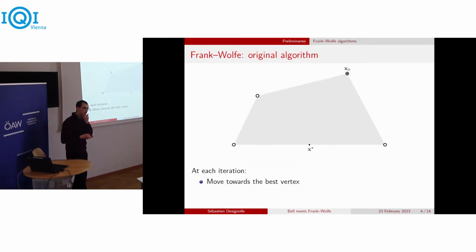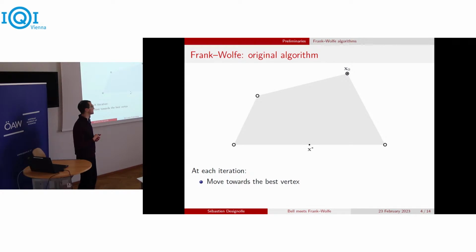So the original algorithm works as follows. You are in a polytope. You start on a point x0, and you want actually to go to this point x star. In general, Frank-Wolfe algorithms work with any convex objective function. But in our case, we are interested in the objective function being the distance. So what we want to do is to minimize the distance between this polytope and this x star. So in this case, it's trivial. The answer is 0, and you want to basically converge to this point.